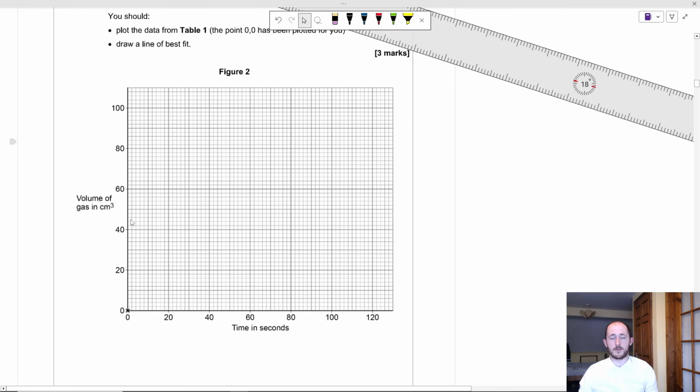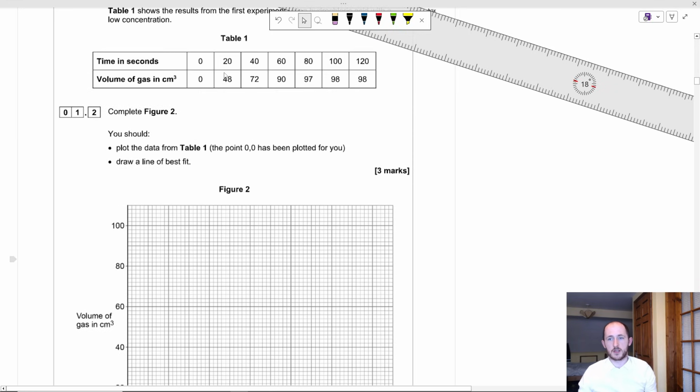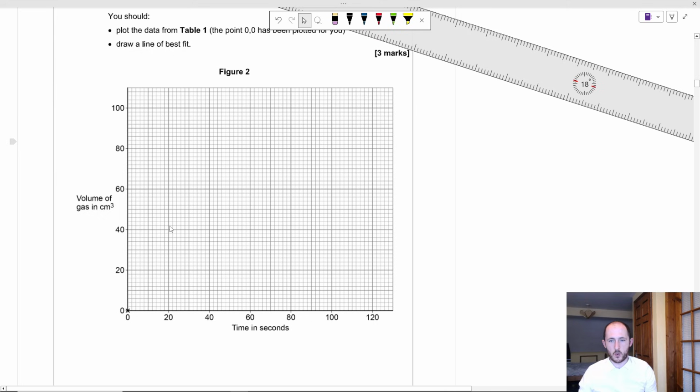A lot of the time, students make mistakes on this. So it goes from 40 to 60, and it's in 1, 2, 3, 4, 5, 6, 7, 8, 9, 10 squares. So it's not going up in ones, it's going up in twos. So I need to go up to 48. So that's 42, 44, 46, 48, right here. Just make sure you know what the axes are actually going up in.